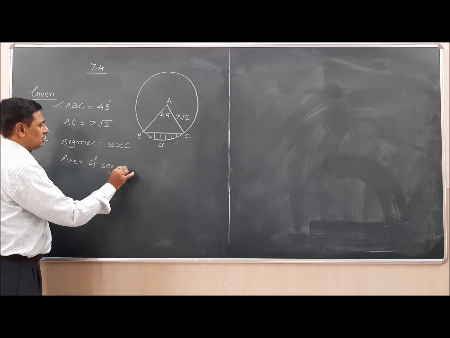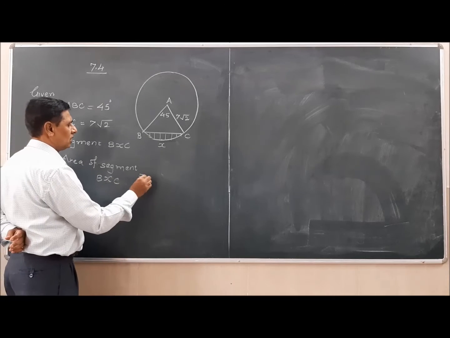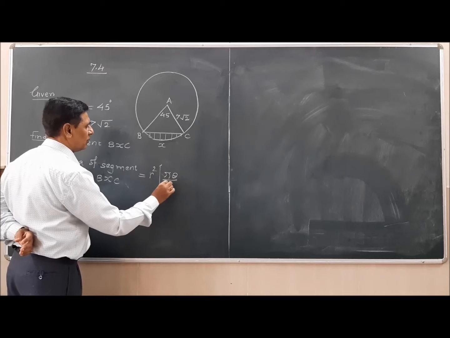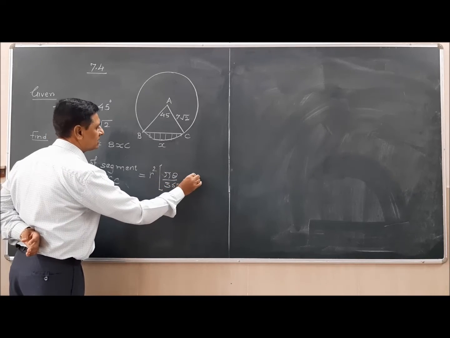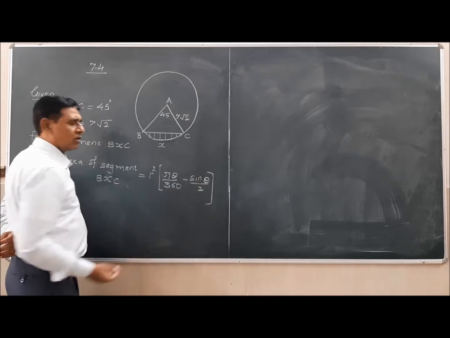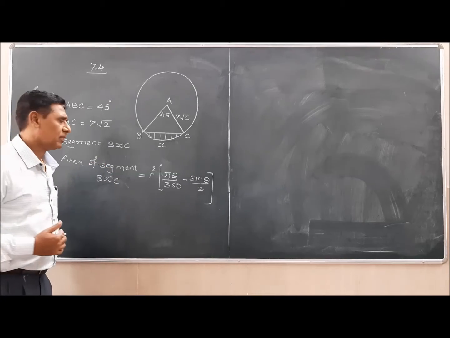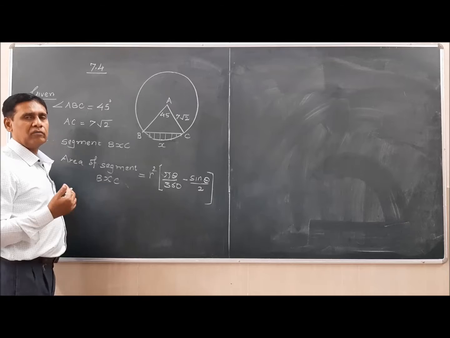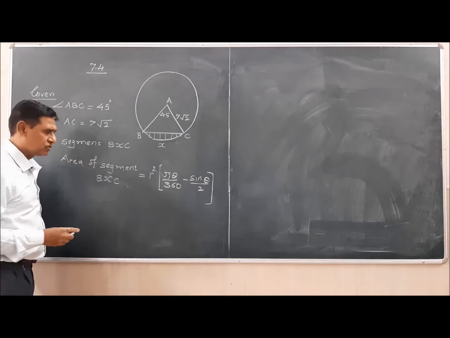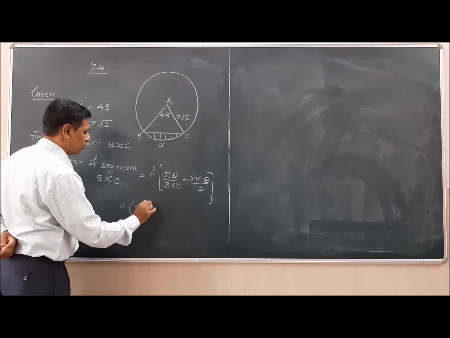Area of segment BXC is equal to r square into bracket pi theta upon 360 minus sin theta upon 2. For solving all these sums, I am going to use the same formula only. So here I am going to substitute the value of the radius. You will find the value of radius is 7√2. So r square, but r is 7√2, so 7√2 the whole square.